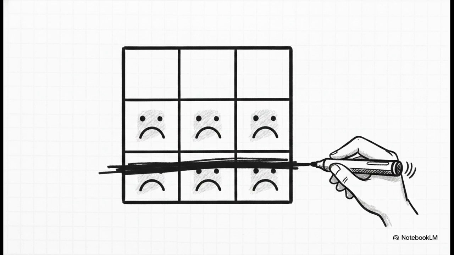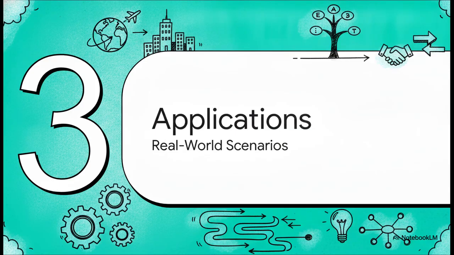Since a rational player is never going to pick a guaranteed loser, we can literally just cross it off the board. This sets us up perfectly for a powerful tool called the iterated elimination of dominated strategies, where we just keep stripping away the bad options until the game's actual outcome becomes totally clear. Which brings us to Section 3, covering Unit 21, Real-World Applications.